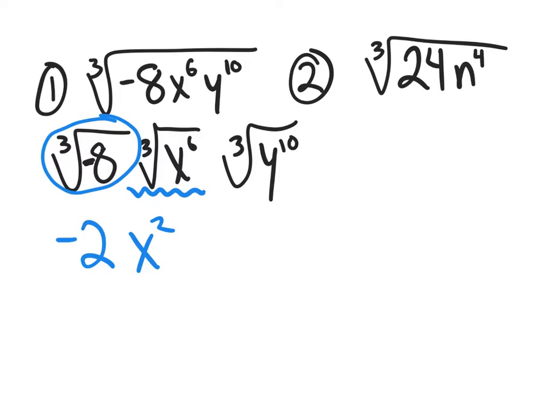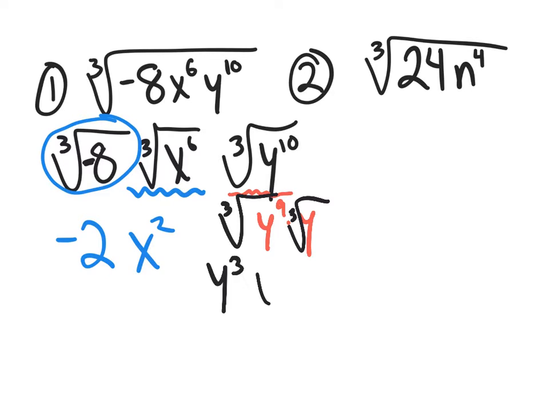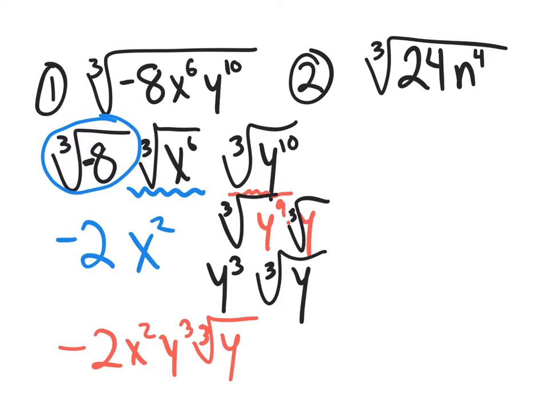But this last one, this is the interesting one. You want something that's divisible by 3. You don't want y to the 10th. So let's go y to the 9th times y. And now we're able to split the third root and the third root. So when I go the third root of y to the 9th, that is y to the 3rd. And when I go the third root of y, I can't do that. I just rewrite it as the third root of y. So here's our answer, this in blue and this in black. But I need to rearrange it. Actually, it's already arranged perfectly. Our final answer is -2 x squared y to the 3rd, third root of y.